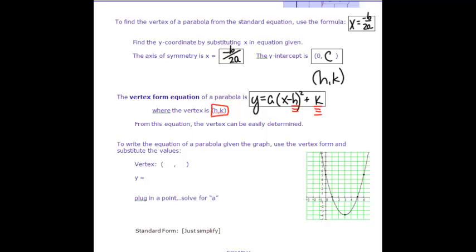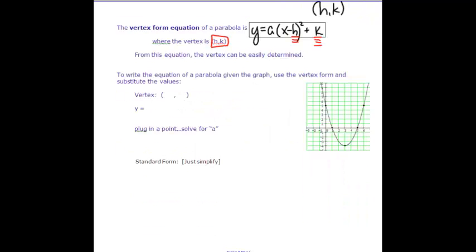To write an equation given the graph, you can use that vertex form. Sometimes you'll be given a graph and it'll say write the equation of the parabola. Well, you might not be able to see the roots. In this case you can, but you might not be able to see the roots, and then you wouldn't be able to write that equation as easily as we've been doing it up until this point.